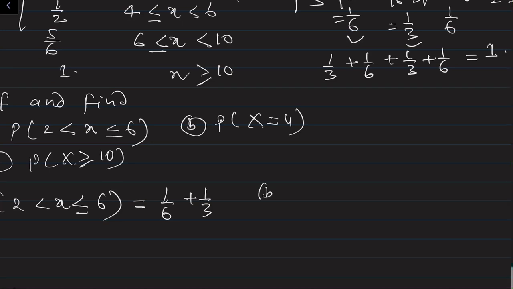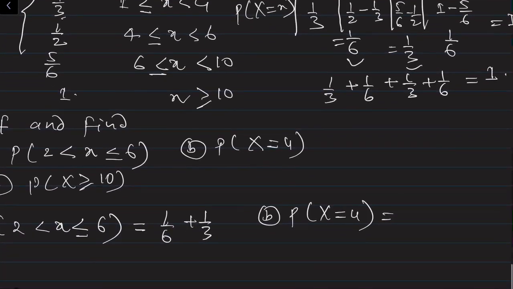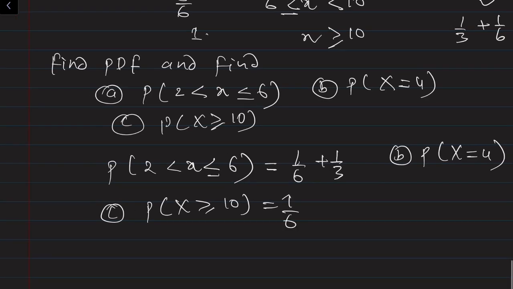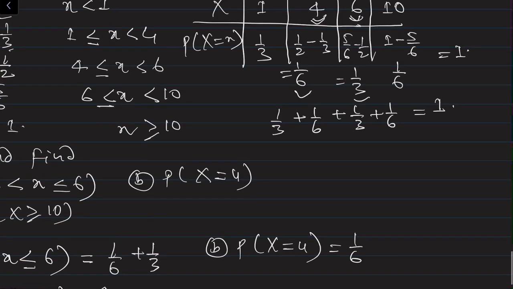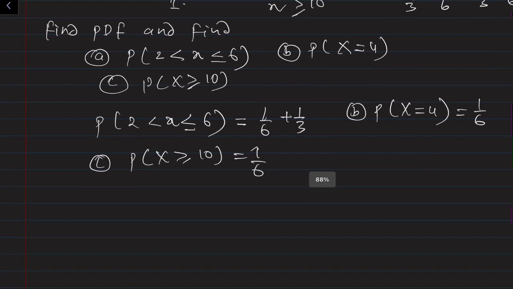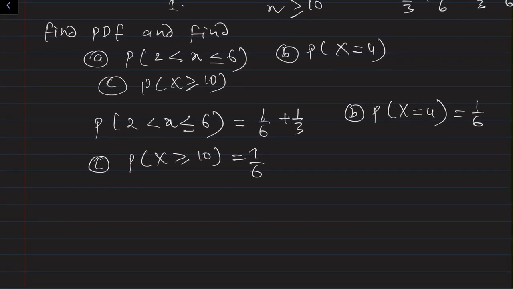Now B, what is the probability at x equals 4? So this is simply 1 over 6. C, what is the probability when x is greater than or equal to 10? This is 1 over 6, right? You can see here 1 over 6. So this is how you can solve the CDF problem.